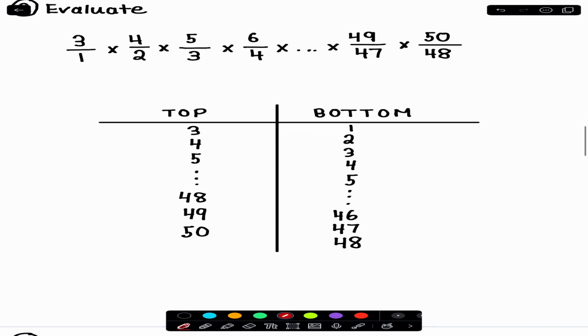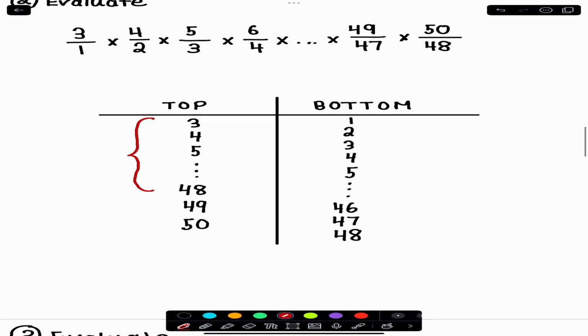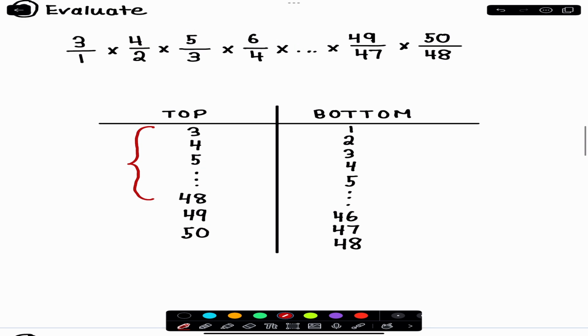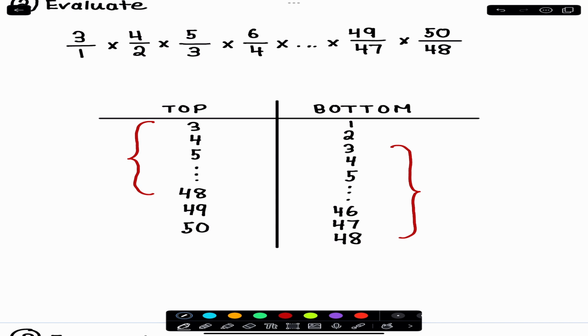On the top, we have the numbers 3 through 48, and then we have 49 and 50. On the bottom, we have the numbers 1 and 2, as well as the numbers, here it is, 3 through 48. So basically, this 3 goes with this 3. This 4 goes with this 4. This 5 goes with this 5. This 48 goes with this 48. So, in the end, what are we left with?